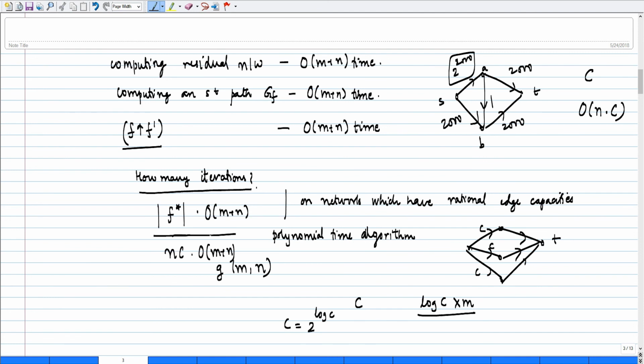And this point is important, that this algorithm is not a polynomial time algorithm, but there are polynomial time algorithms for computing flows, and that you will see in the next week or maybe in the upcoming lectures.